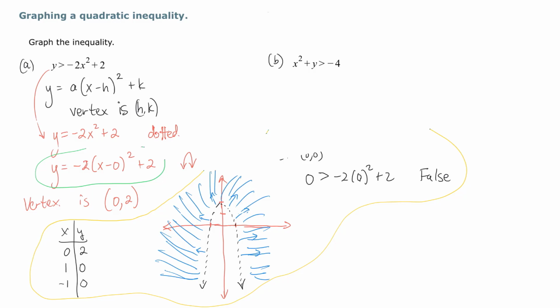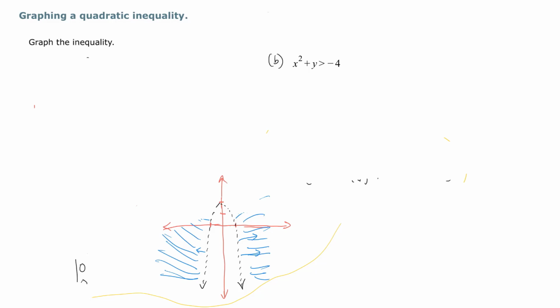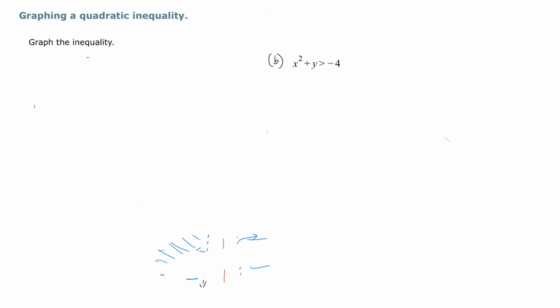Let's clear the board. So we are going to look at part B. It says x squared plus y is greater than negative 4. Once again, you're trying to get that into a graphing form, the graphing form of a parabola. Why don't we move that? Let's move this over here. We need a graphing form of this parabola. So hypothetically, let's just put an equal sign for now. And why don't we solve this for y?